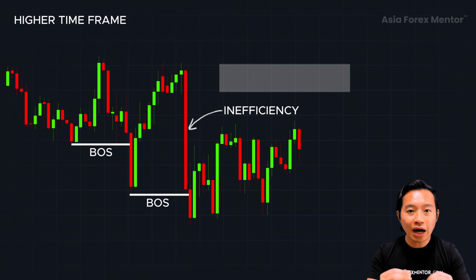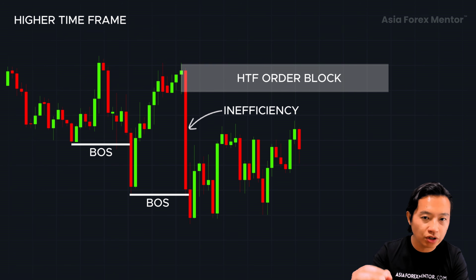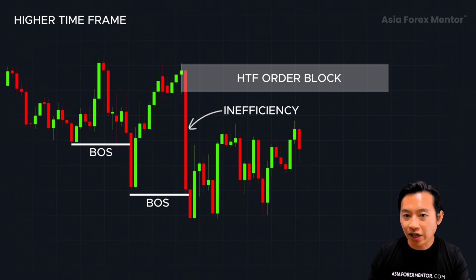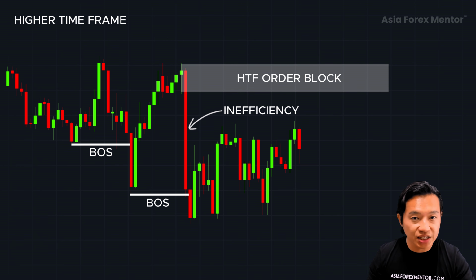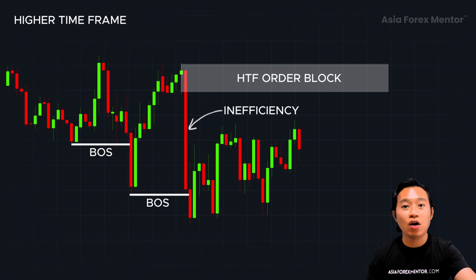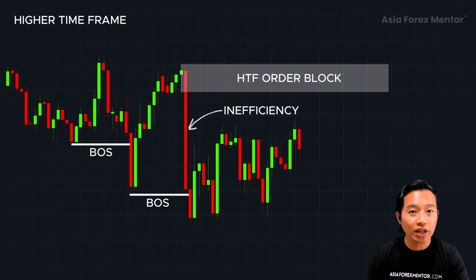So we can now highlight the order block created here. Based on our analysis, we expect price to retrace and reach this point to fill the inefficiency left by the previous movement. Once the inefficiency is filled, price can now reverse from this zone and potentially resume the downwards movement.